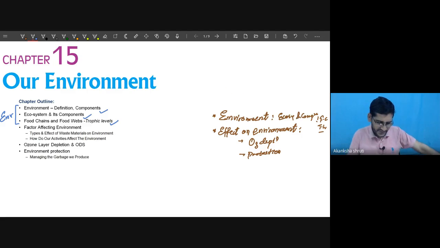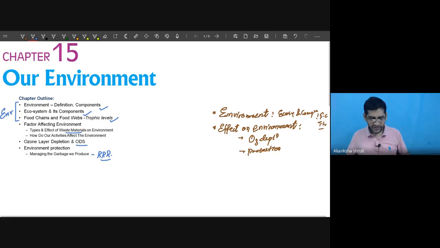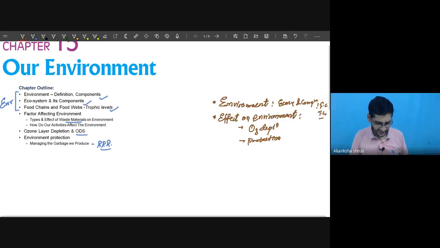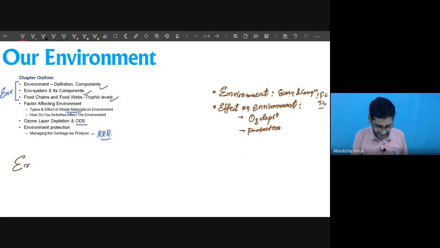After this, we have to learn about the factors affecting the environment, like waste generation, biodegradable and non-biodegradable waste. Then we have to learn about ozone depleting substances and depletion of the ozone layer. Then how to protect this environment, like the triple R method: reduce, recycle, reuse. Only these are the three topics that we have to learn. So the chapter is very easy. So let us first start with the environment.